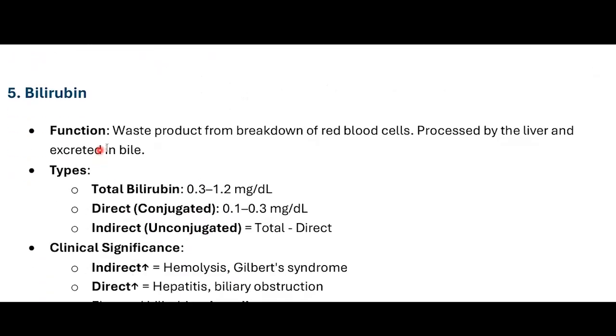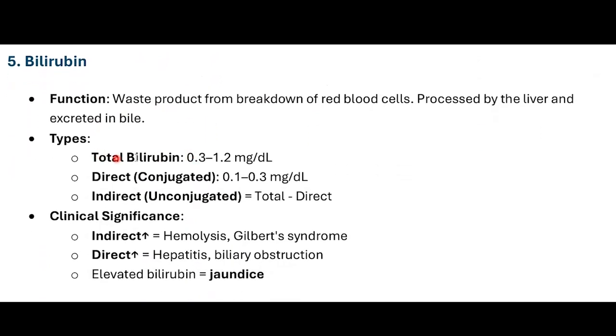Next is bilirubin. Function: a waste product from the breakdown of RBCs. This is how bilirubin is produced in our body, processed by the liver, and excreted in our bile. Total bilirubin concentration is 0.3 to 1.2 milligrams per deciliter.